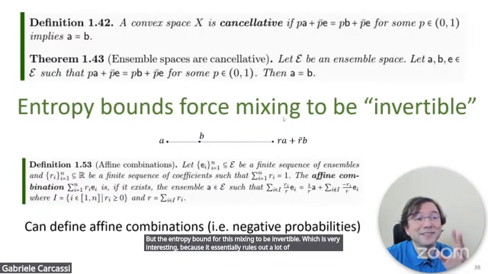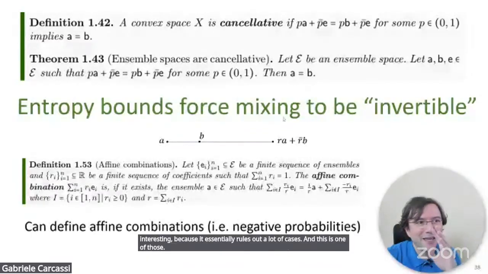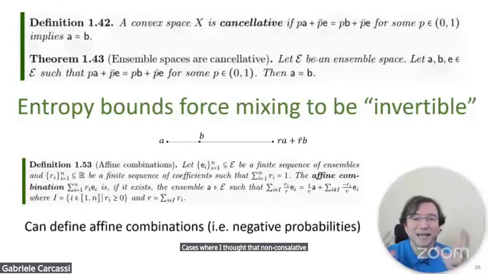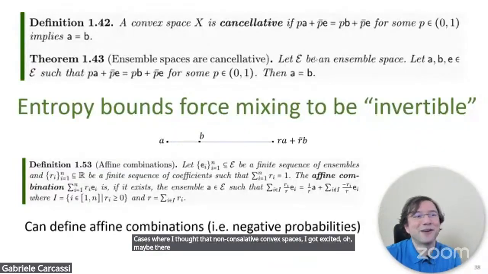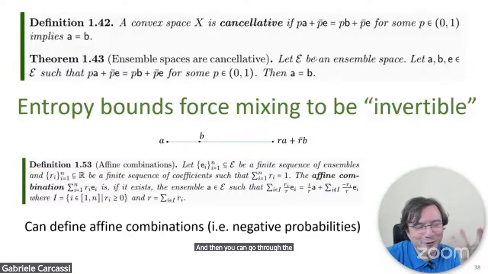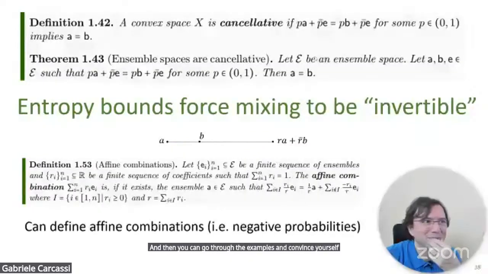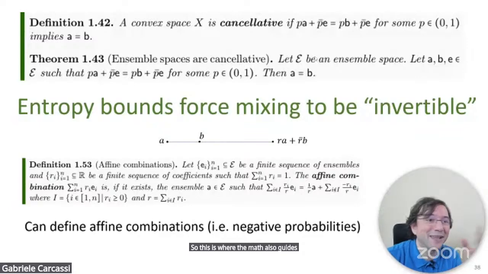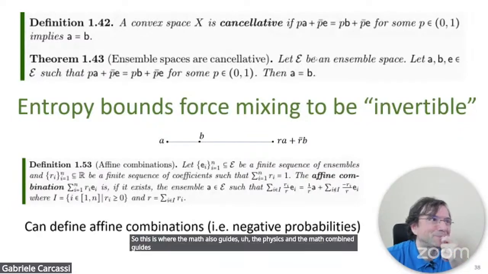And this is one of those cases where I thought about non-cancellative convex spaces and got excited: oh, maybe there is new physics there. And then I realized, no, actually, there is no physics. And then you can go through the examples and convince yourself that yes, that has to be the truth. So this is where the physics and the math combined guide your intuition.